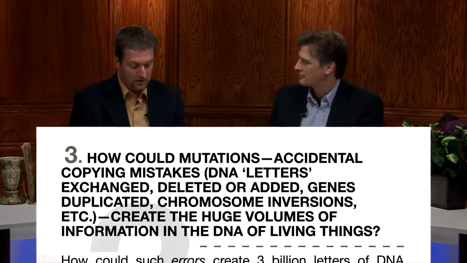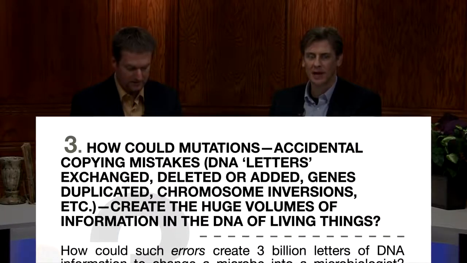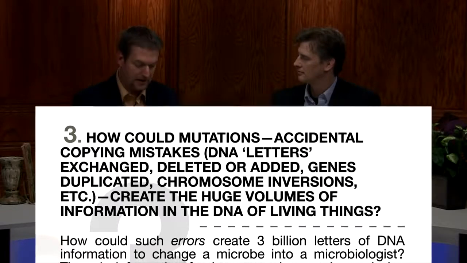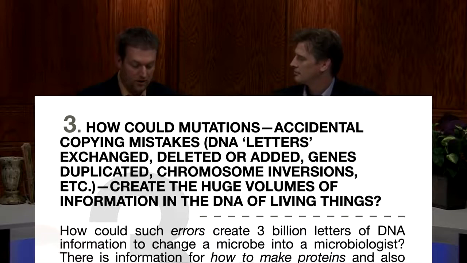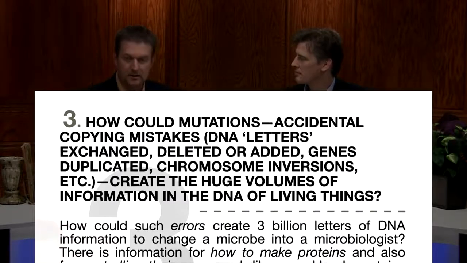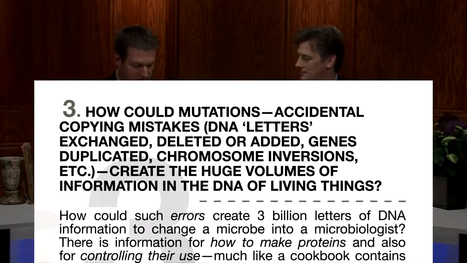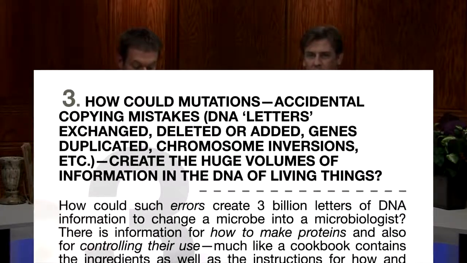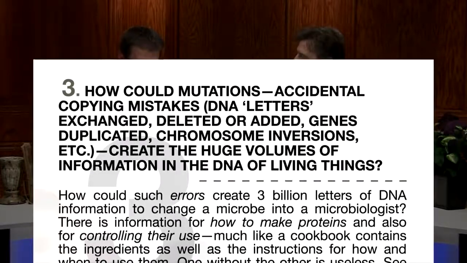So I'm just going to read it out of the flyer here. How could mutations, accidental copying mistakes, in brackets DNA letters exchanged, deleted, or added, genes duplicated, chromosome inversions, etc., create the huge volumes of information in the DNA of living things? That is question number 3. And then there's some additional details. How could such errors create 3 billion letters of DNA information to change a microbe into a microbiologist?